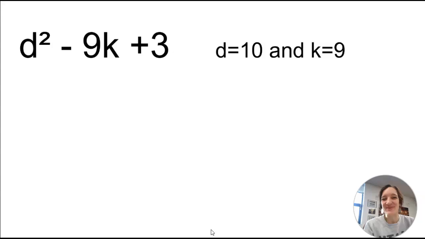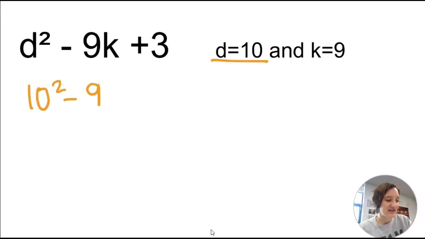Cool. This next one, let's see if you can do it on your own. So feel free to pause and then push start again when you want to see if you do the exact same thing that I do. So D is 10. And we go 10 squared minus 9. K is 9. So I'm going to go 9 times 9 plus 3.